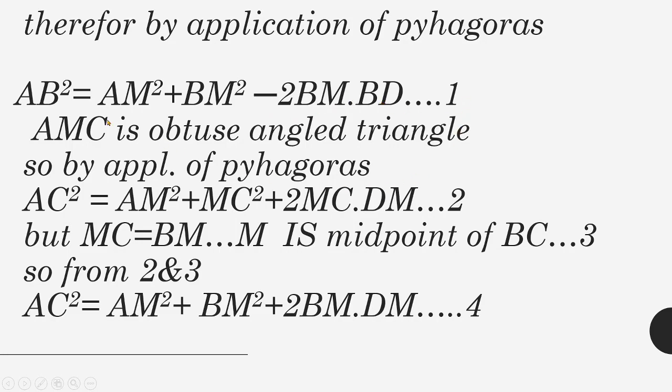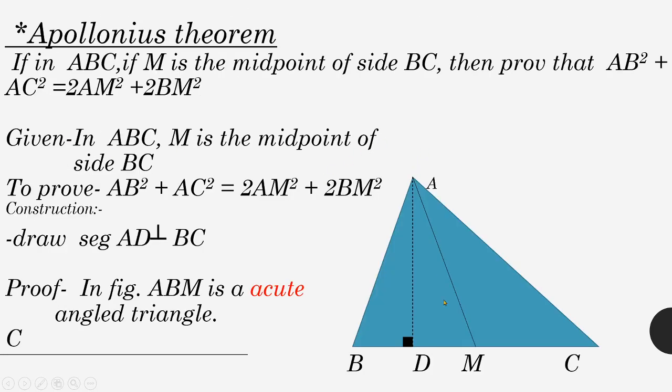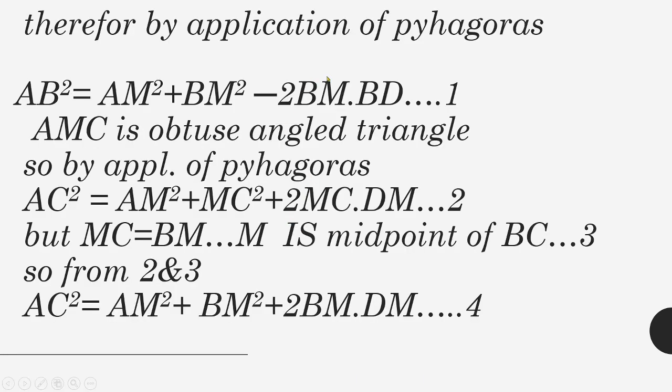This is equation 1. Now see, angle AMC is an obtuse angle, means it is greater than 90 degrees. So here you can use the application of Pythagoras. I write here AC square is equal to AM square plus MC square plus 2MC into DM, as we just saw. So AC square is equal to AM square plus MC square plus 2MC into DM. This is our equation 2.